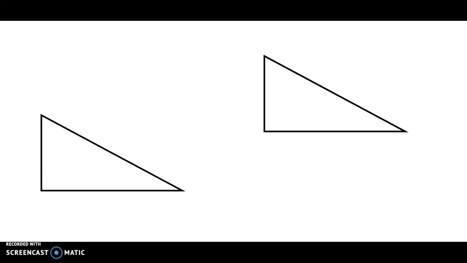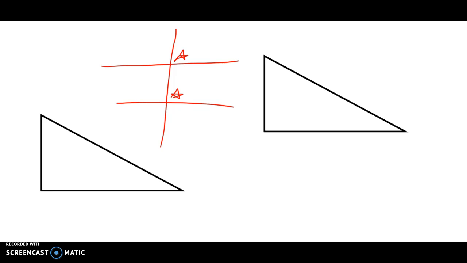And we've actually seen the word corresponding before. When did we see that word before? Corresponding angles. And corresponding angles were in the same place in the diagram. So like the top right corner and the top right corner, right? Those were corresponding angles. They were both on the same side of the transversal, and they were both above their parallel lines. So corresponding means they're in the same place or the same position.